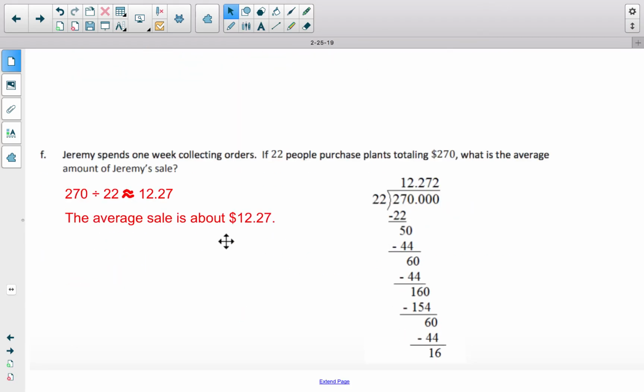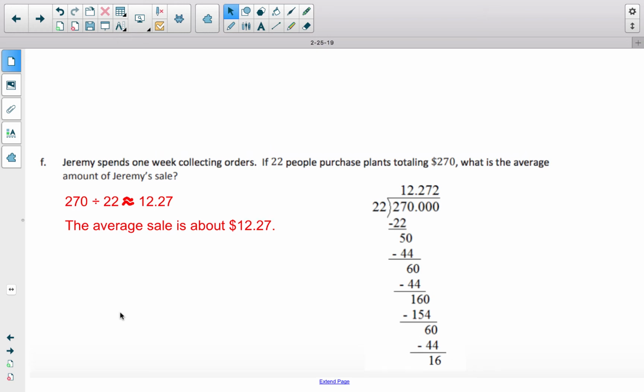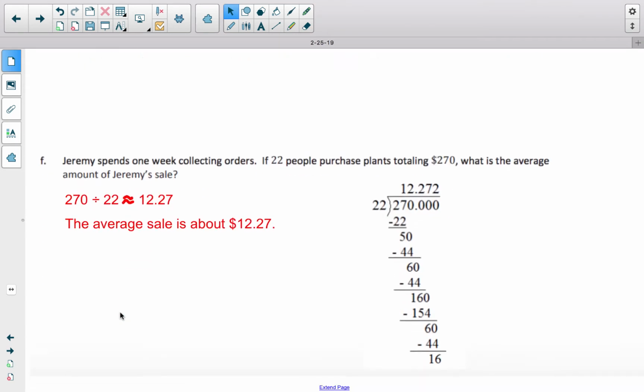Now for F, you should have gotten an answer of about $12.27. You can see the long division over here. But you have $270 you want to divide evenly amongst 22 people. You have to do long division, okay? If it asks average amount, almost always you're going to do long division or division to find out the average per person. So that was exercise 3A through F, a very strong problem.